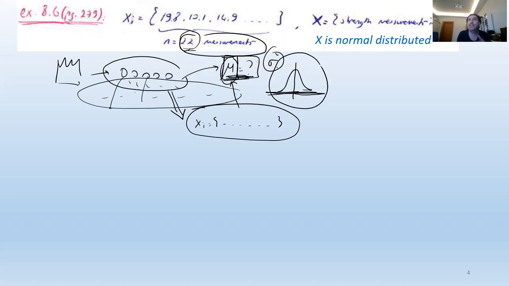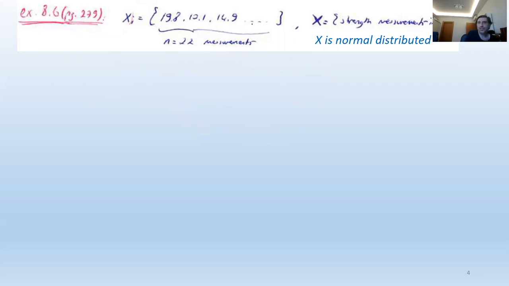Actually, you cannot take 100,000 of these. That would be too costly and time consuming, and those products would also be deteriorated or destroyed during measurements. So we need to obtain a reliable result with the smallest number of measurements. So just take these numbers from your textbook.